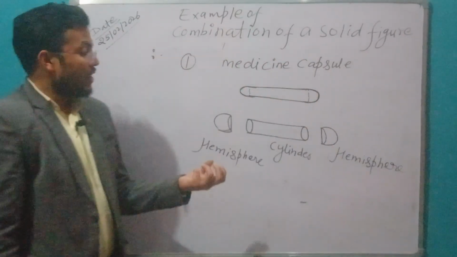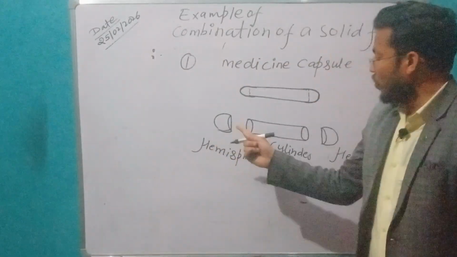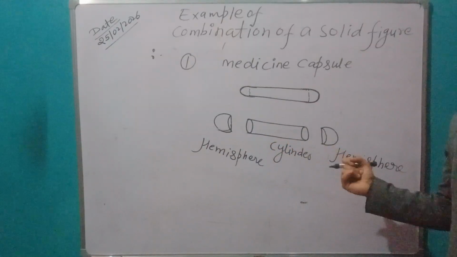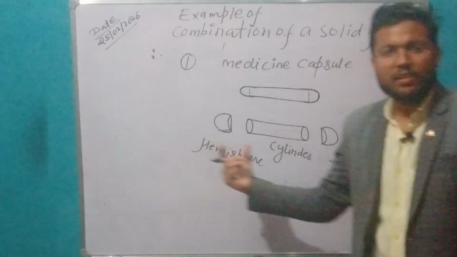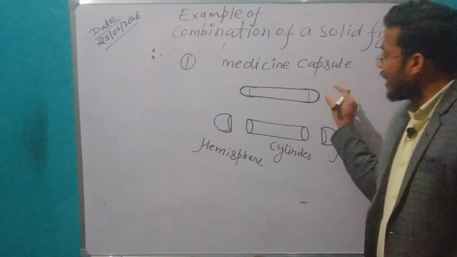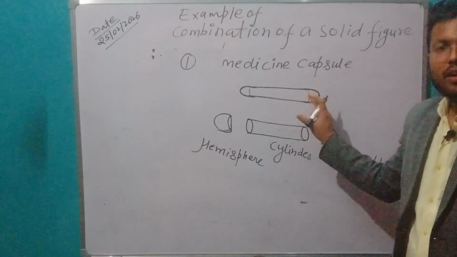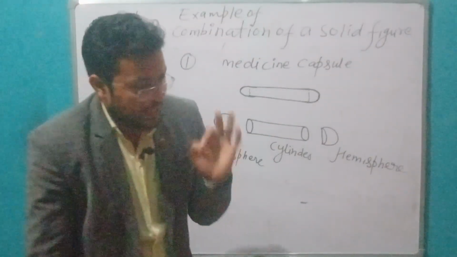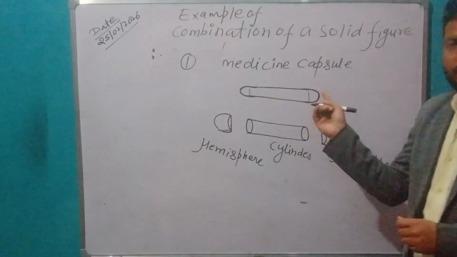This figure is made up of the joining of two hemispheres and one cylindrical shape. All three are 3D shapes, basic solid figures. This makes a single medicine capsule shape. This is the combination of solids. So sir, here the first question arises: how to find the volume of this figure?